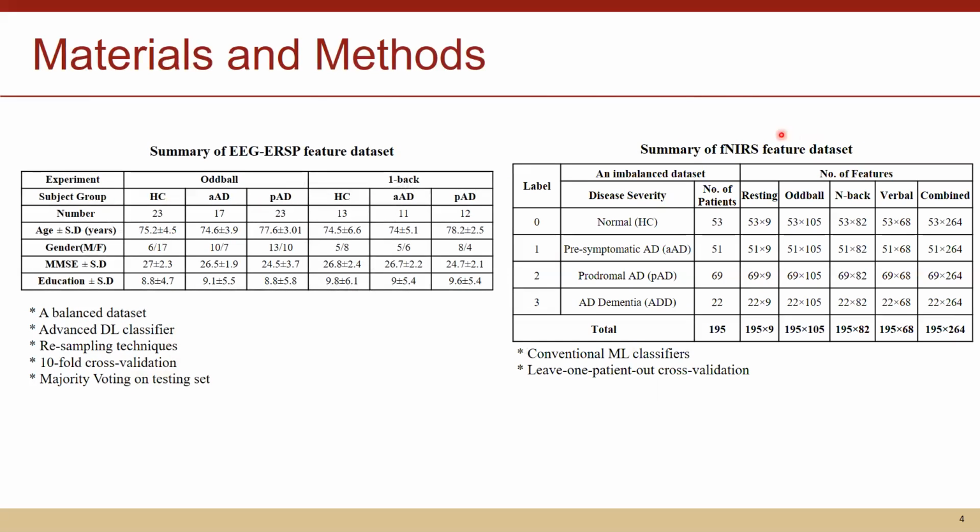For the fNIRS dataset only, we classify four main classes, as I mentioned before, including healthy controls and three different stages of AD. Because the number of features is relatively small, we apply only conventional machine learning classifiers. And during training, we do leave-one-patient-out cross-validation.